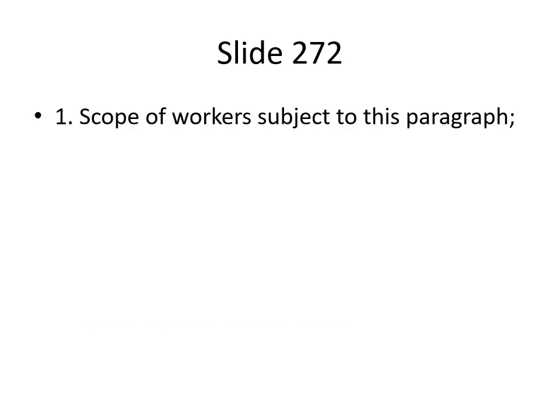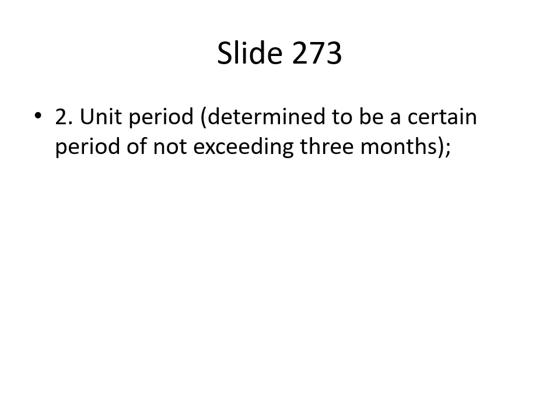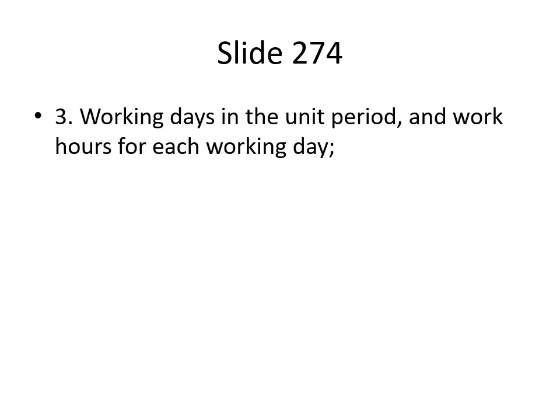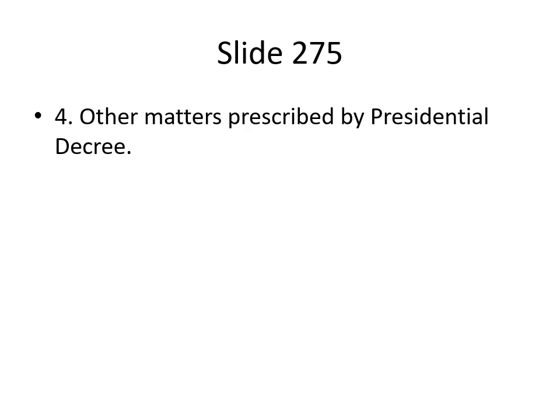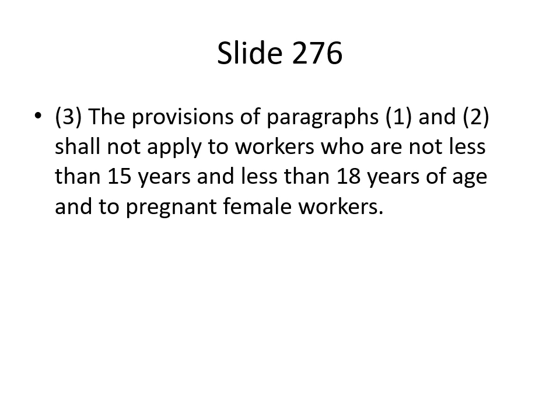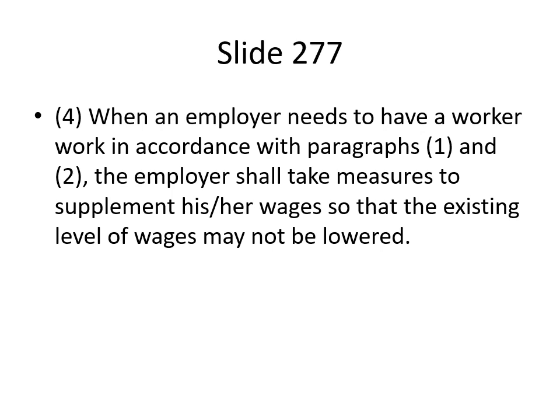1. Scope of workers subject to this paragraph. 2. Unit period, determined to be a certain period of not exceeding 3 months. 3. Working days in the unit period, and work hours for each working day. 4. Other matters prescribed by presidential decree. 3. The provisions of paragraphs 1 and 2 shall not apply to workers who are not less than 15 years and less than 18 years of age and to pregnant female workers. 4. When an employer needs to have a worker work in accordance with paragraphs 1 and 2, the employer shall take measures to supplement her wages so that the existing level of wages may not be lowered.